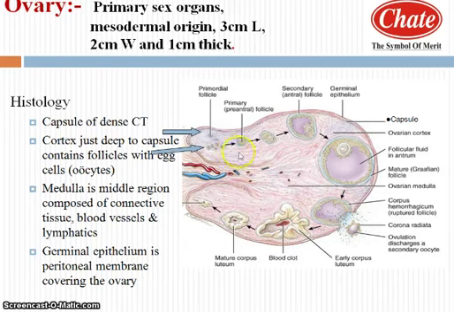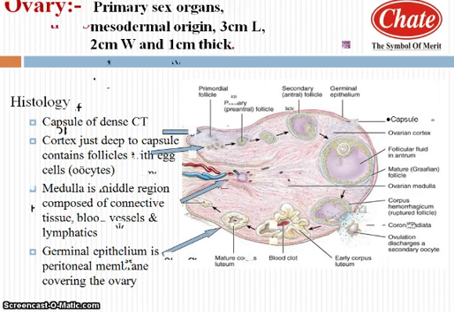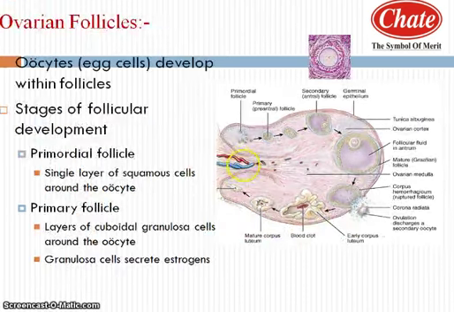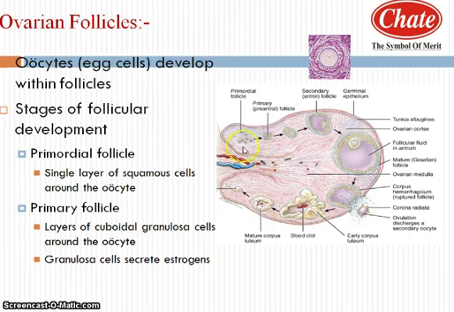The ovarian cortex region consists of different developmental stages during the process of oogenesis, while the central medulla region consists of connective tissue, blood vessels, lymphatic vessels and forms the stroma. This is the middle region. Now, first concentrate on the ovarian cortex, which shows the different developmental changes in the ovarian cycle. First concentrate on the structure that is termed as a primordial follicle.